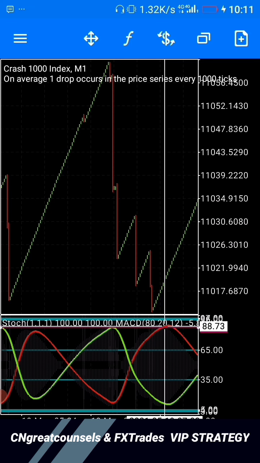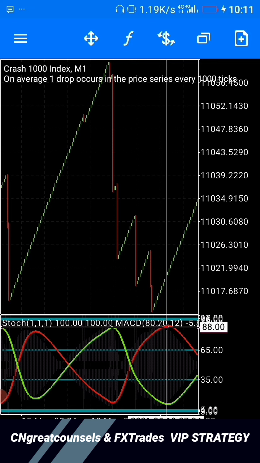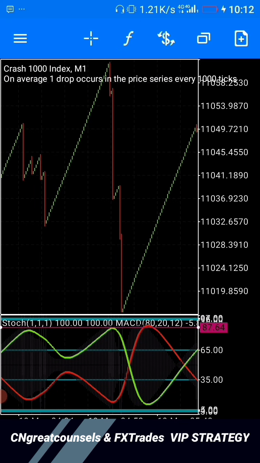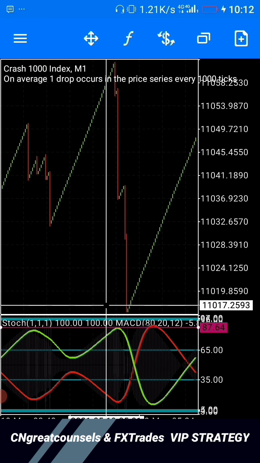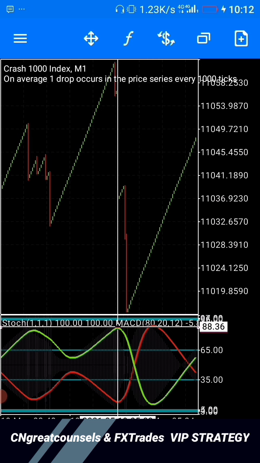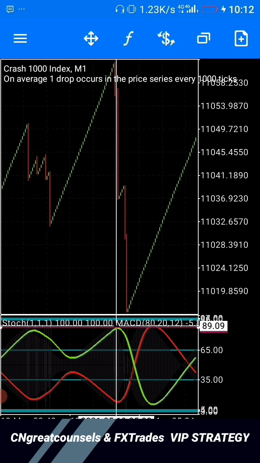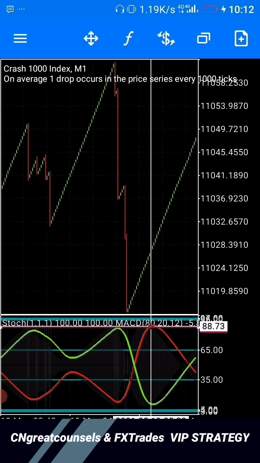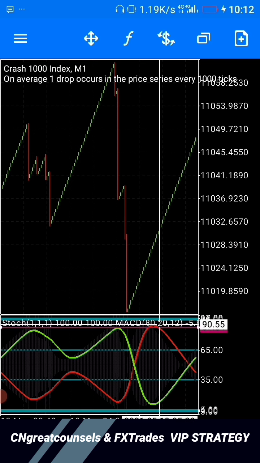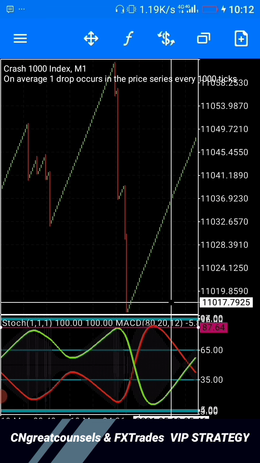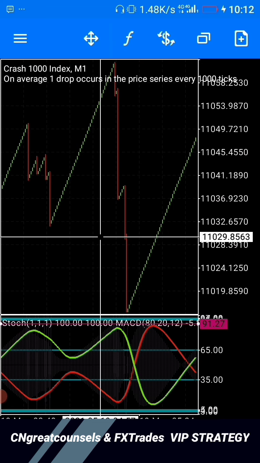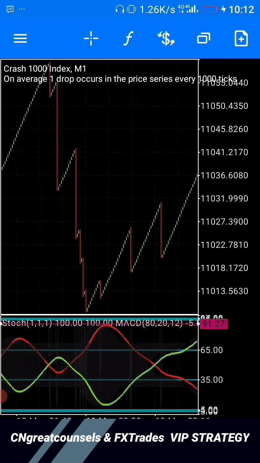As soon as it appears up, you place your buy, and for Crash 1000 you are taking between 10 to 15 candlesticks. For Crash 500 you are taking between 4 to 6 candlesticks, okay? Now look at it here, it was also met here. If you had placed your horizontal line here, okay, look at it here, it cut exactly at this point. Then if you had placed your trade, you would have taken 10 to 15 candlesticks, okay? Now let's keep backtesting, okay?